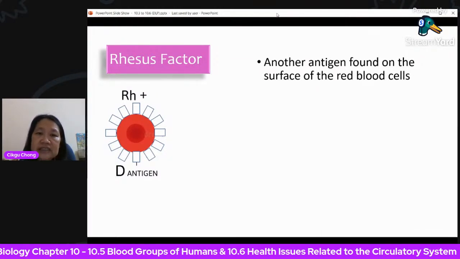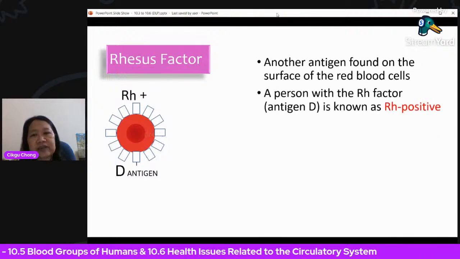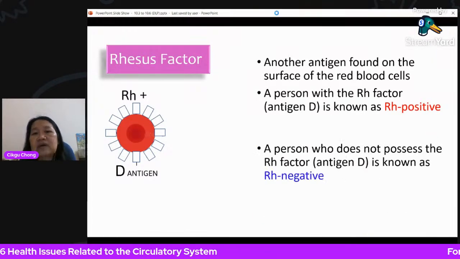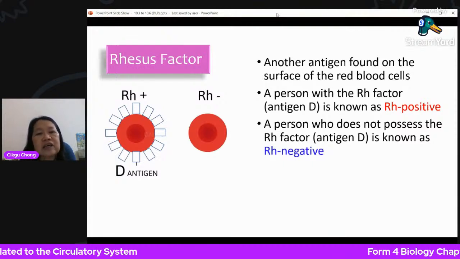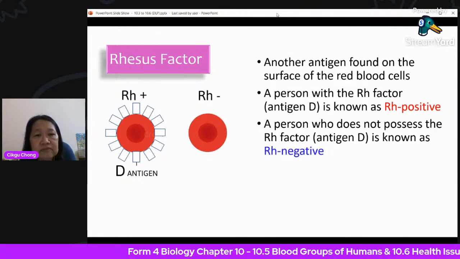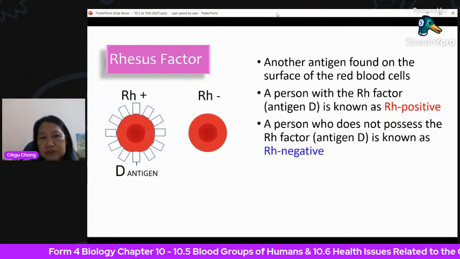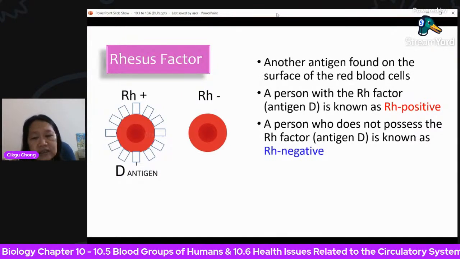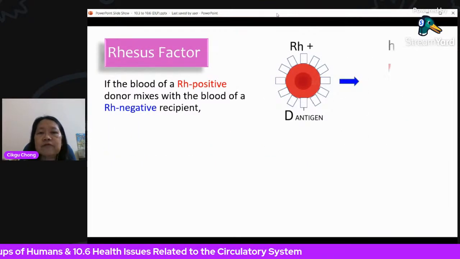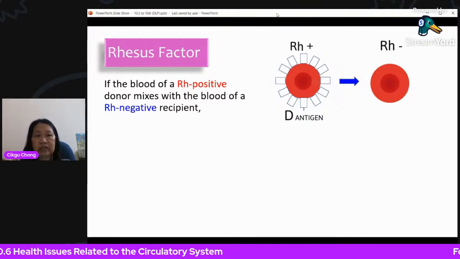So antigen D is another antigen found on the surface. The person who has antigen D is called Rhesus-positive, and the person who does not have antigen D is known as Rh-negative. The Rh factor is also known as antigen D. Clear? If you have it, you're positive; if you don't, you're considered negative. Next, what about giving blood, donating blood?